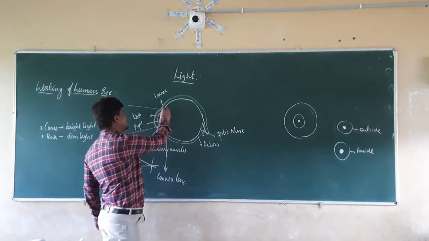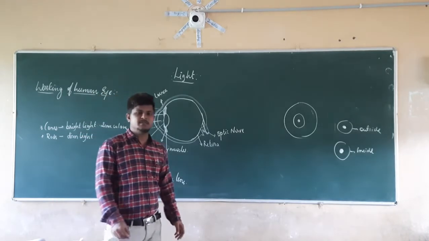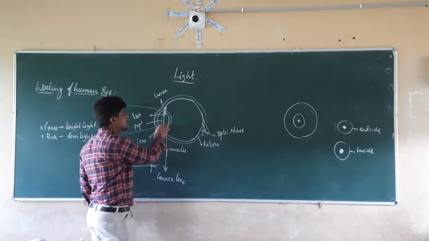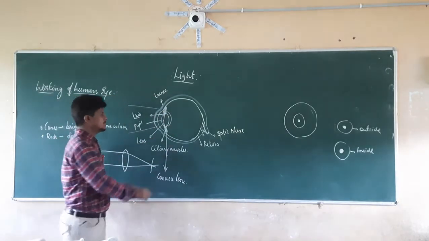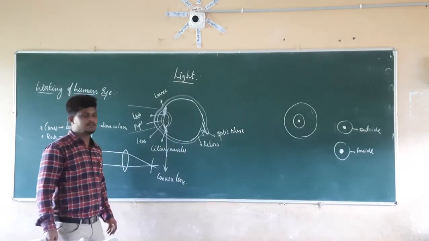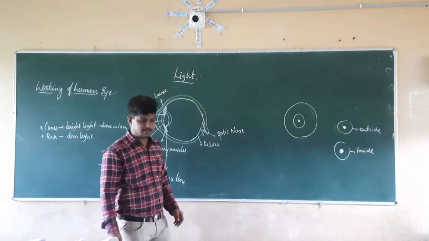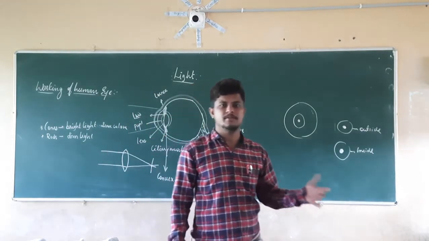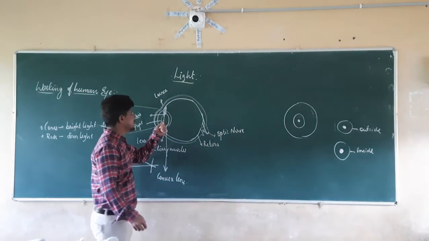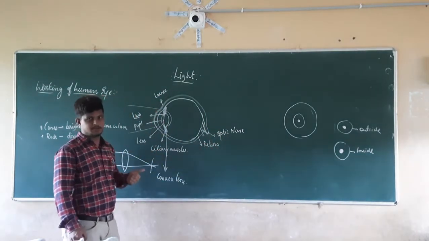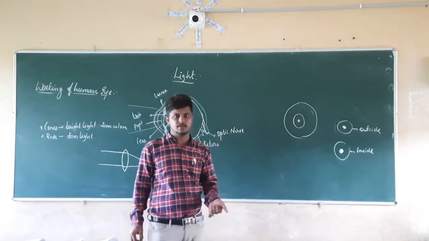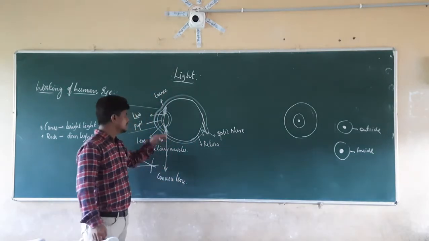Next, ciliary muscles. What is the work of the ciliary muscles here? Ciliary muscles are going to control the size of the lens. They may increase the size of the lens, or decrease it, depending on where we are going to see the object. Depending on that, the ciliary muscles change the size of the lens. Those ciliary muscles are going to contract or relax, and because of that contraction and relaxation, they control the size of the lens.